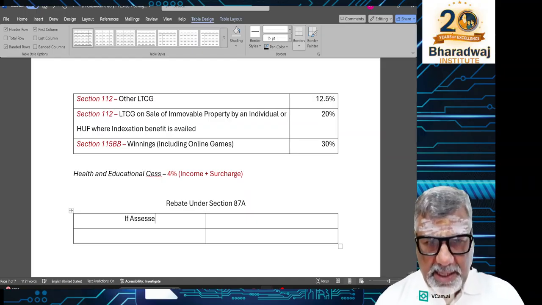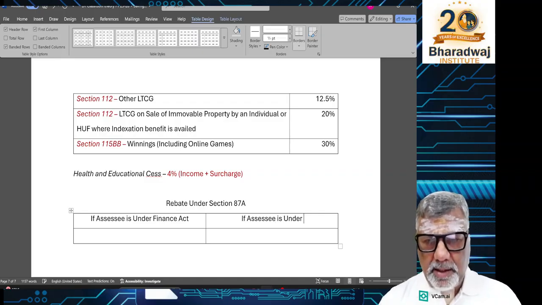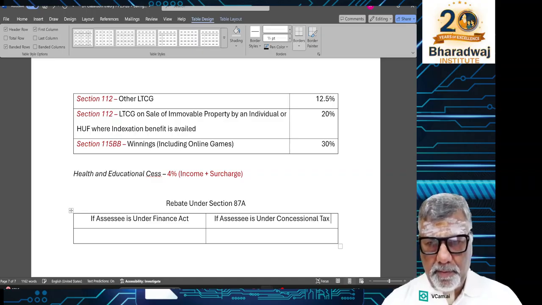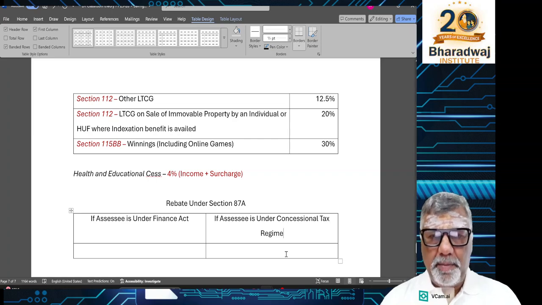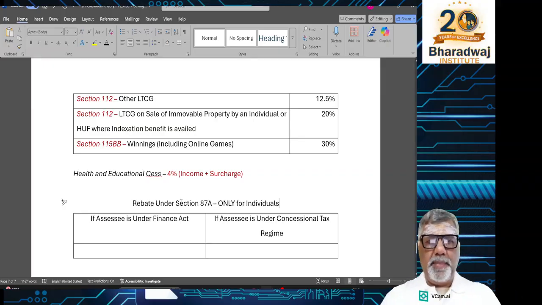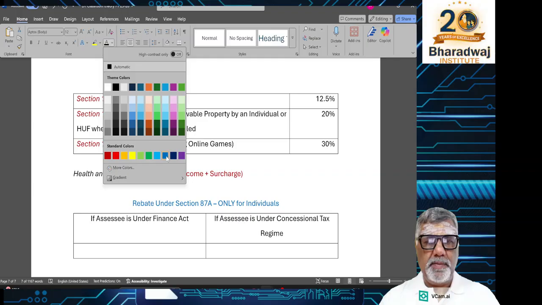If the assessee is under the Finance Act, or if the assessee is under the 115 concessional tax regime, rebate under section 87A is only for individuals.